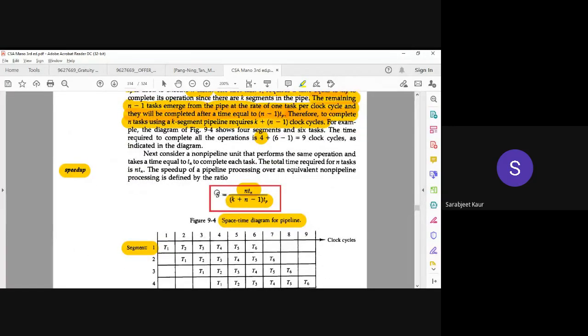This S, you mean to say? Are you asking about this S? Yes, ma'am. This just denotes the speed up ratio. Speed up ratio means how much we have speeded up. If we were doing the normal computation, we would have taken this much time, and if now we are using a pipeline, we would take this much time.